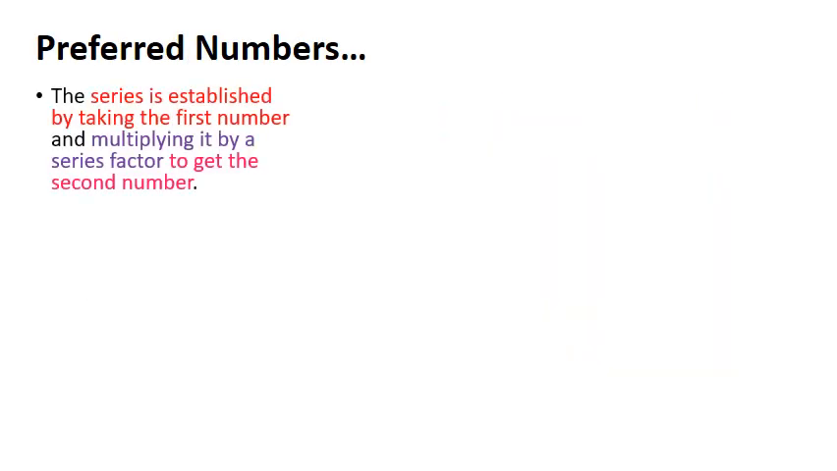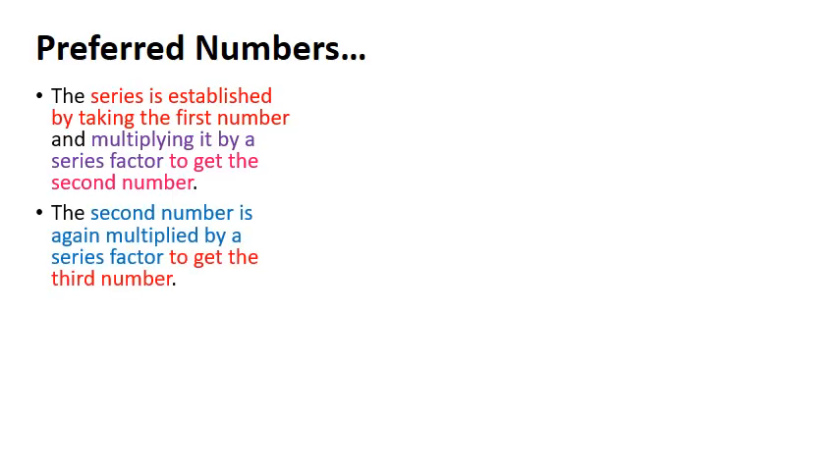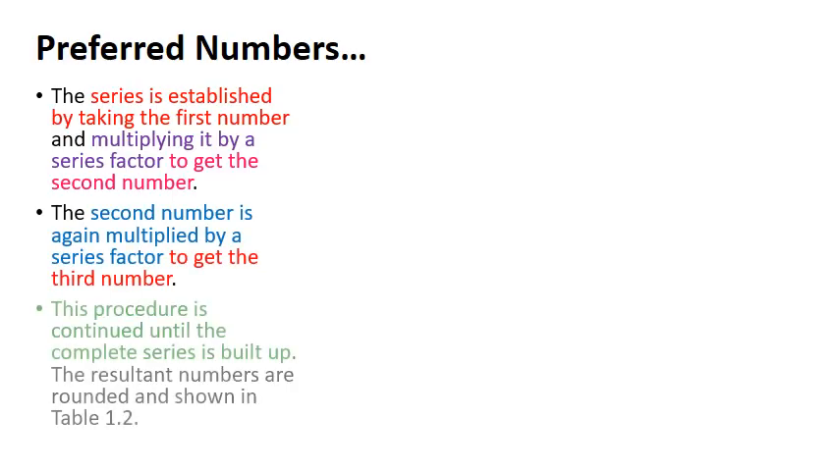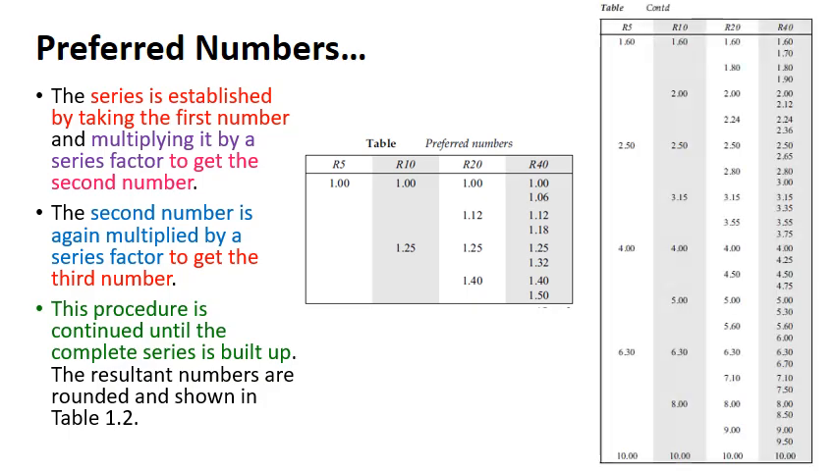How is this series established? Let us see how the R5 series is established. See, we have the interval from 1 to 10. I have taken the fifth root of 10, it is 1.58. How to build R5? What should we do? We should take the first number. See, in all these series, the first number is 1. Multiply that first number with the series factor. For R5, what is the series factor? It is 1.58.